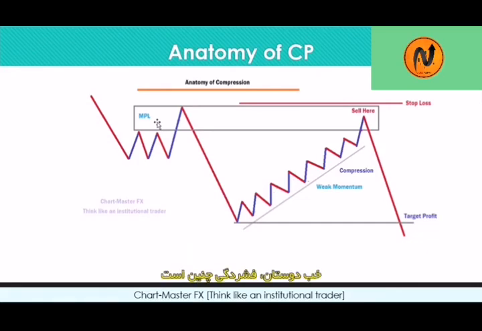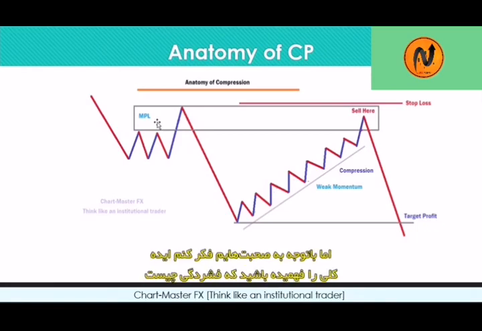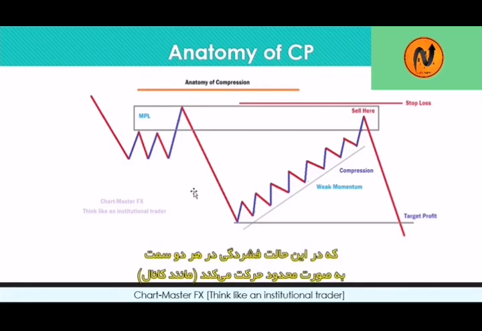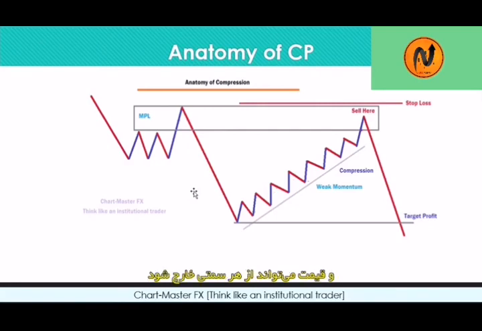So guys, this is what compression is. If I start to explain compression fully, I may not finish this video, but with what I have said so far, I think you have obtained an idea of what compression is. So what you do is that you put your stop loss above the MPL, then your target profit will be the origin of compression. We have different types of compression. We have what we call an equilibrium compression, where the compression is happening on both sides. In such a scenario, the price is more likely to go either side.